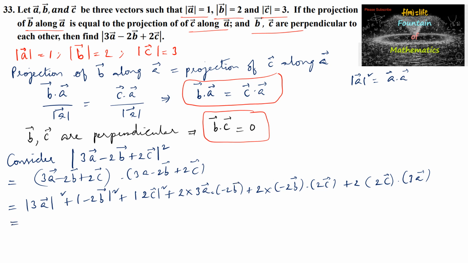which is equal to mod 3A square is 9 times mod A square, and minus 2B mod whole square is equal to, since it is a square, 4 times of mod B whole square, and here it is 4 times of mod C square, and here it is minus 12 times of A dot B, and here it is minus 8 times of B dot C, and again here plus 12 times of C dot A.